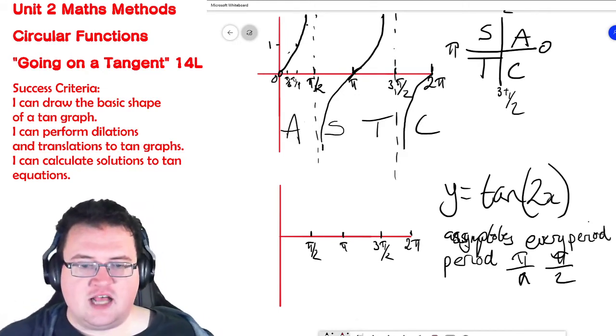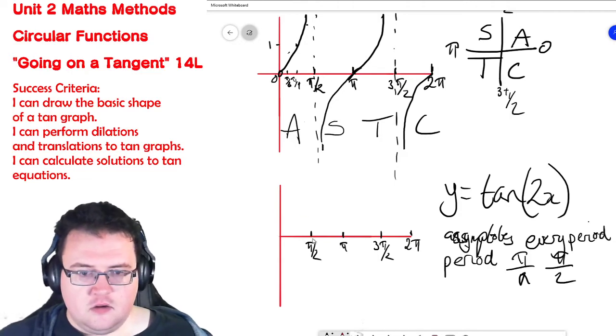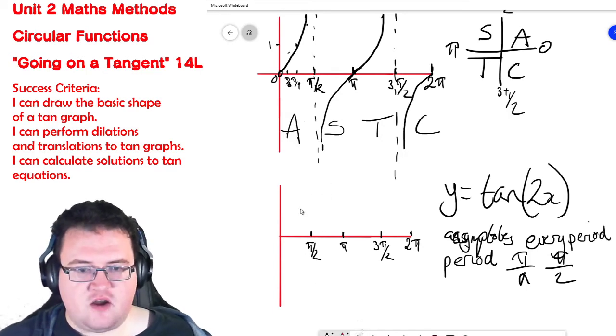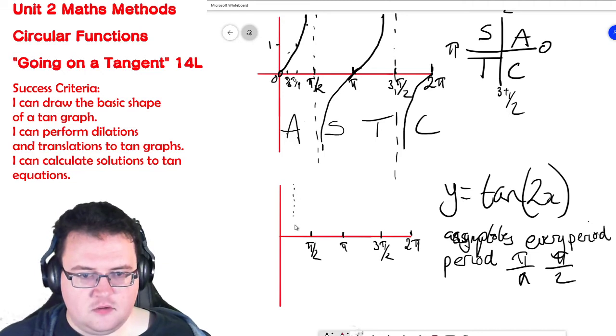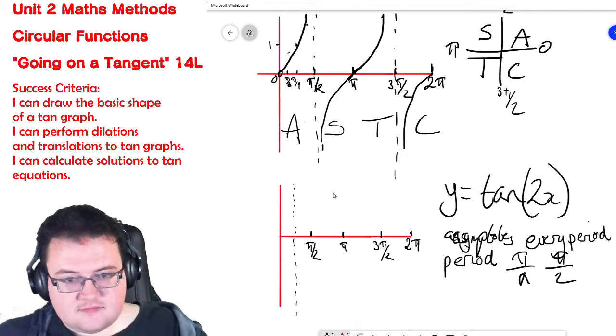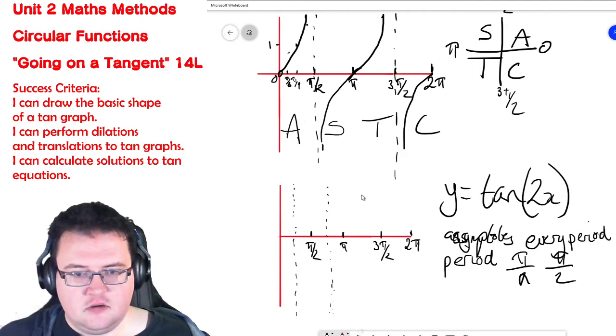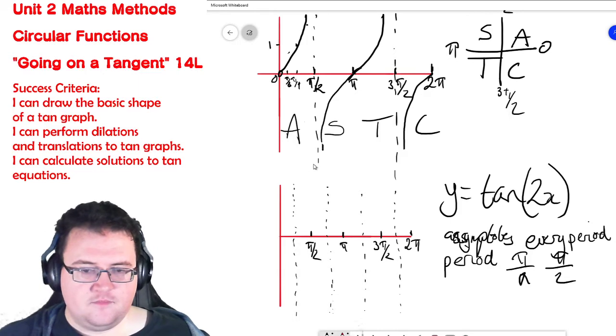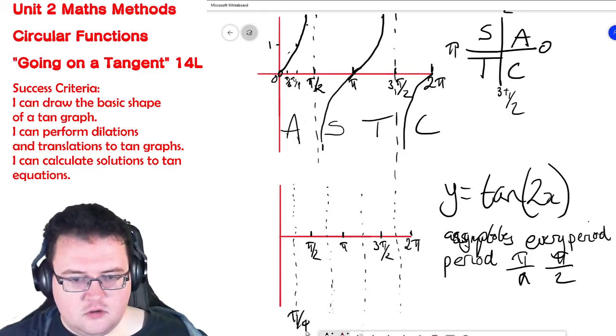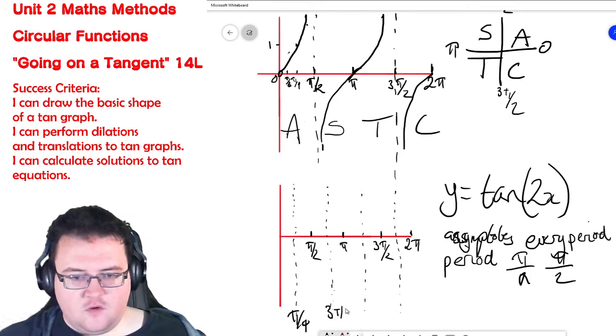So the asymptotes this time are not going to be here, because they were here to start with. But because the graph repeats itself, we have to go halfway. And that means our asymptotes are actually going to be halfway between. So it's now going to be at pi on 4, 3 pi on 4, 5 pi on 4, and 7 pi on 4.